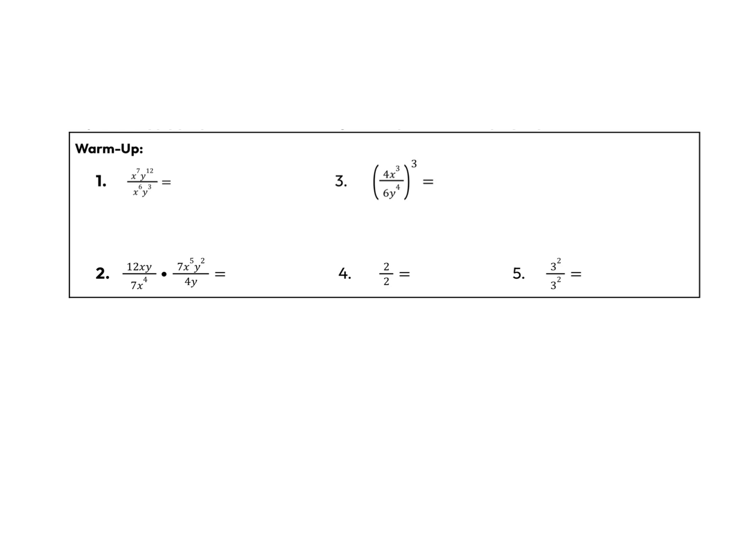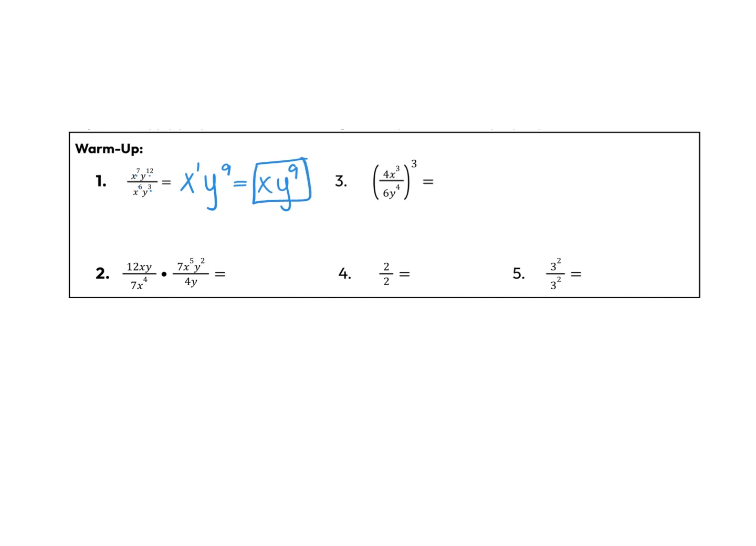All right, for our first one, I need to apply the quotient of powers rule, and I say x to the 7 minus 6, that's 1, times y to the 12 minus 3, that's 9, or I can just say x times y to the 9th.